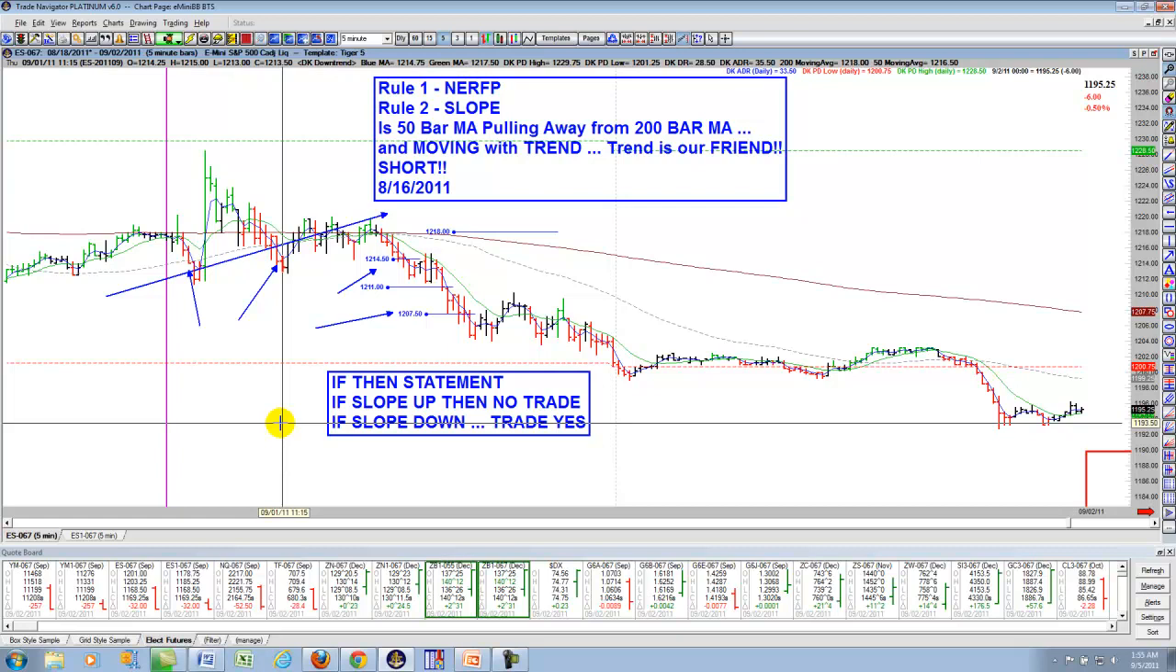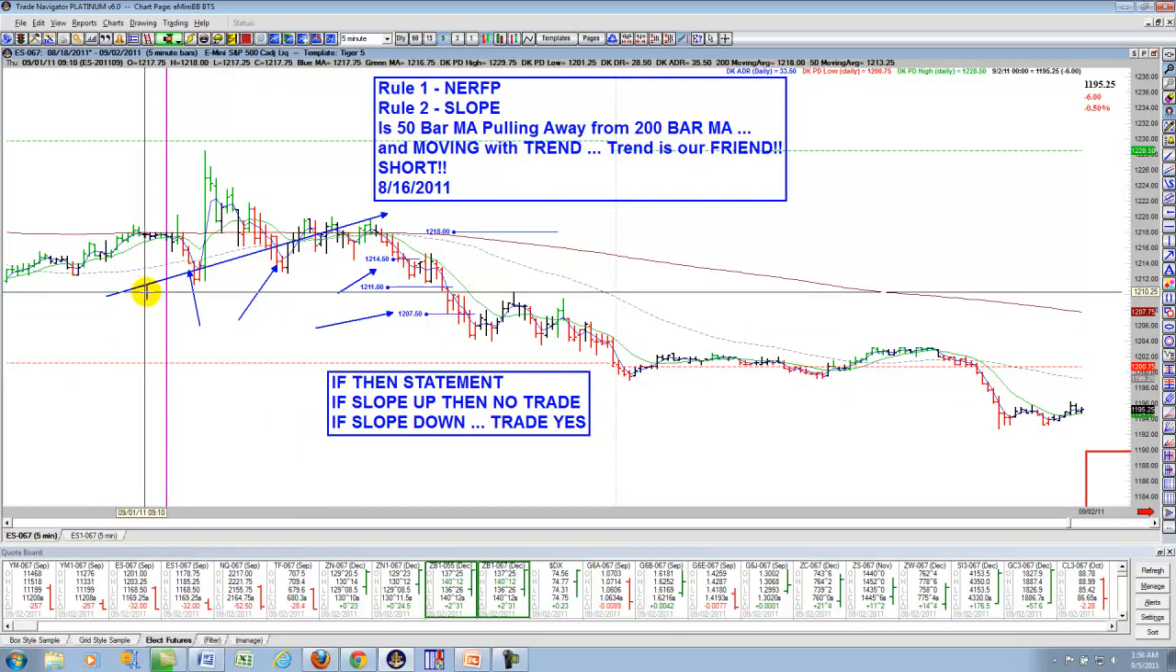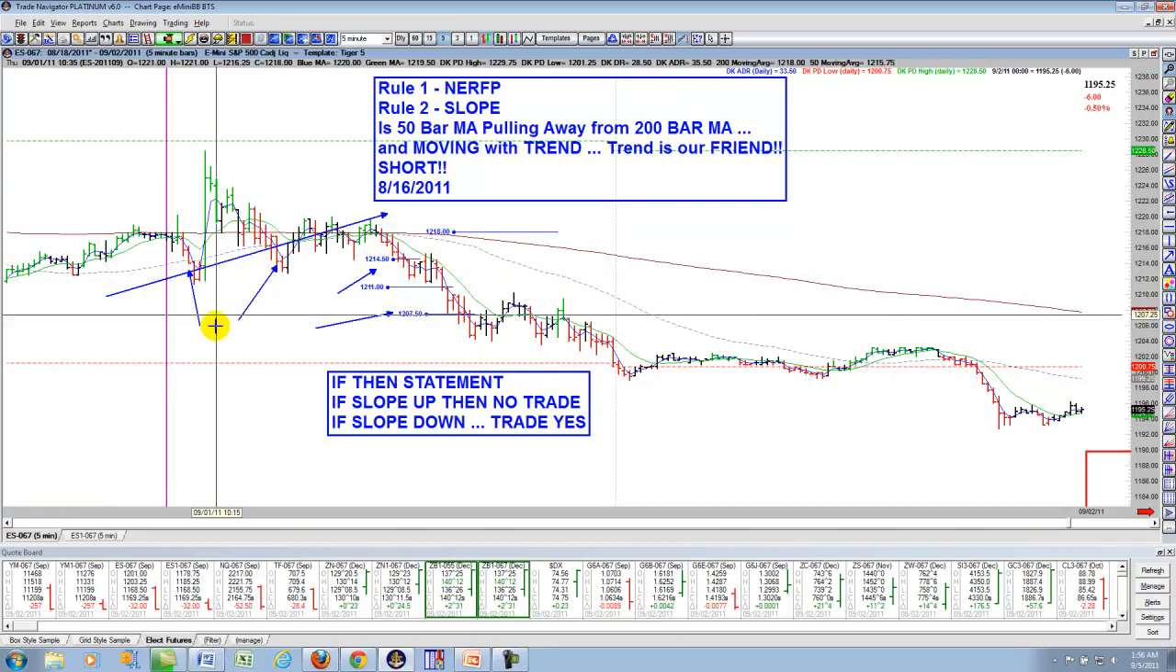So if-then statement, right? If slope up, then no trade. If slope down, trades are possible. So yes, the trades are possible. And then the 50 bar crossover and all the other rules kick in. So that's just while we have a few more minutes.